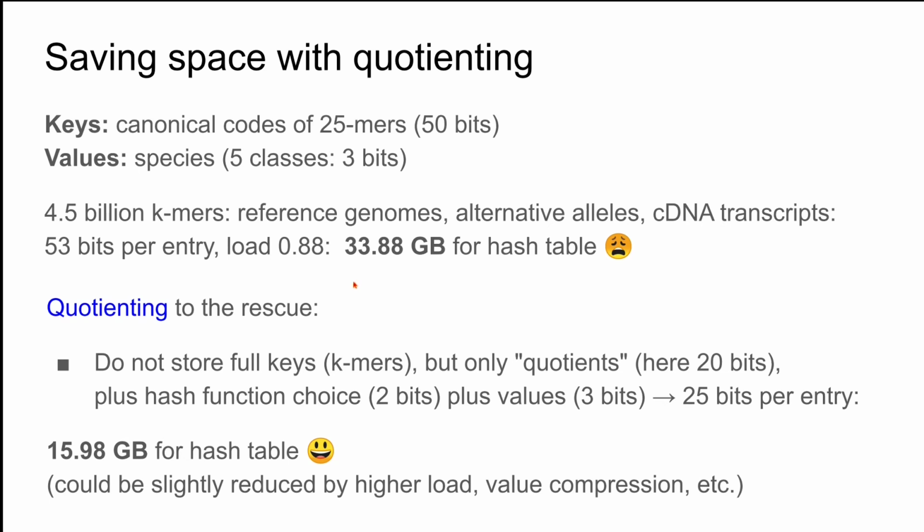But there is this technique called quotienting, which reduces the number of bits that we need to store for the keys from 50 to around 20 bits, plus 2 bits to remember which hash function choice we used. And again, the value bits, so we need only 25 bits per entry. And then suddenly the hash table fits into slightly less than 16 gigabytes of RAM.